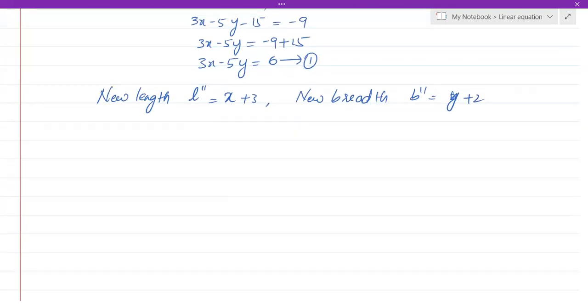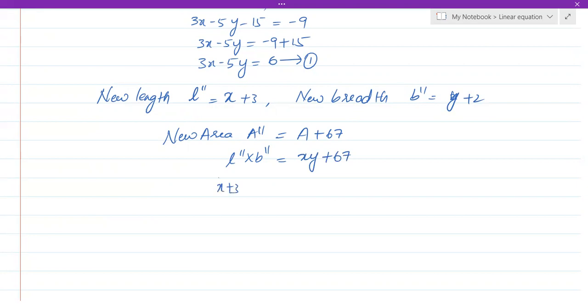Therefore, we have a new area. Let's take it as A double dash, the new area. How is this new area? It is the original area plus 67, because it is increased by 67, from the question. How do we calculate A double dash? L double dash into B double dash, that is length into breadth. So I've taken L as L double dash, breadth as B double dash. What is A? We know that it is XY plus 67. So what is L dash? X plus 3. B dash is Y plus 2, equal to XY plus 67.